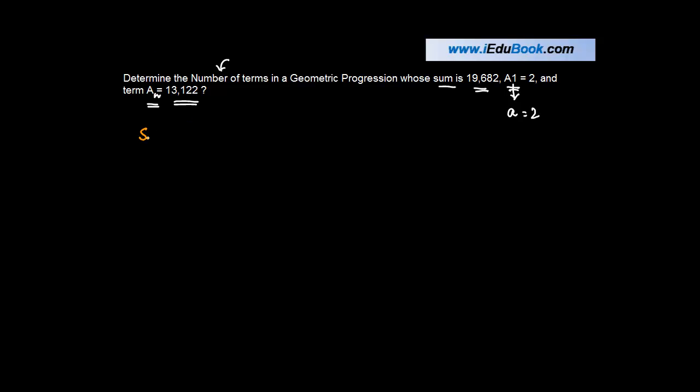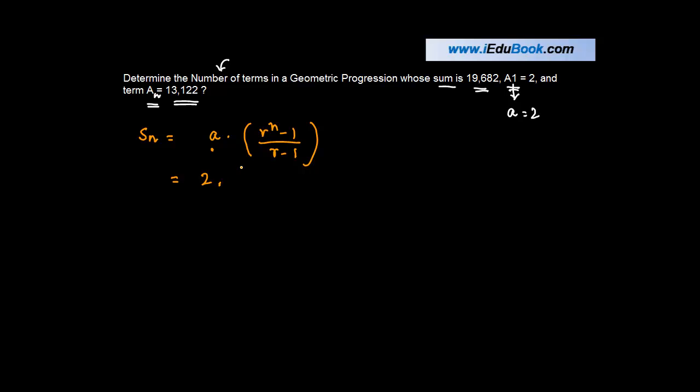Now, what is the formula for the sum of a geometric progression? For those of you who want to see how this formula has been arrived at, you can visit our earlier video. Okay, but the sum of a geometric progression is given by a times r to the power n minus 1 upon r minus 1. Right? Now the value of a is given to you.